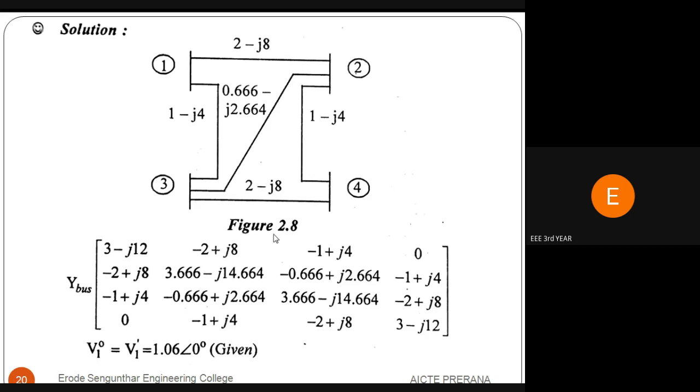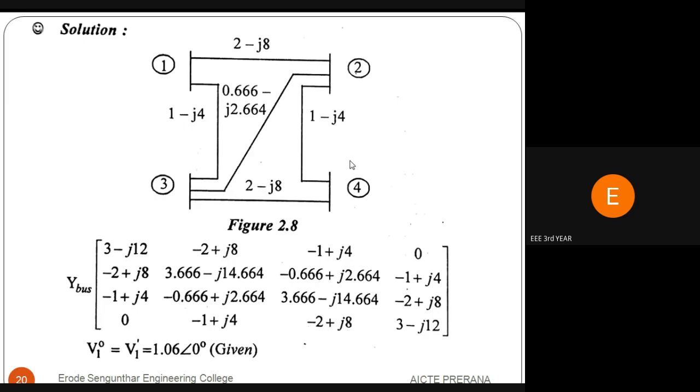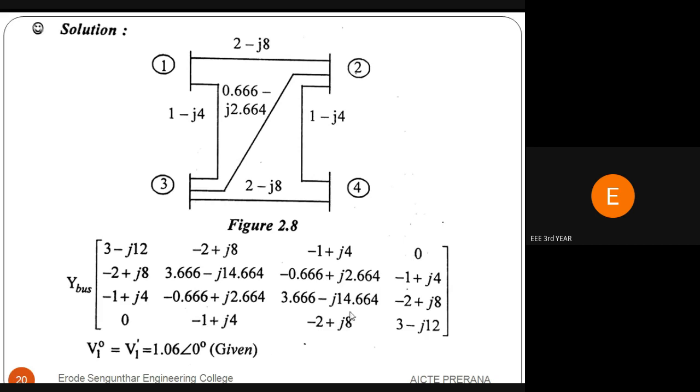For Y41, there is no relation between buses 4 and 1, so it is 0. For Y42, we have minus 1 plus j4, and Y43 is minus 2 plus j8. For Y44, two admittance values are connected with the fourth bus and are added, so finally we get 3 minus j12. From this we can complete the Y bus matrix. The Y bus matrix is formed.